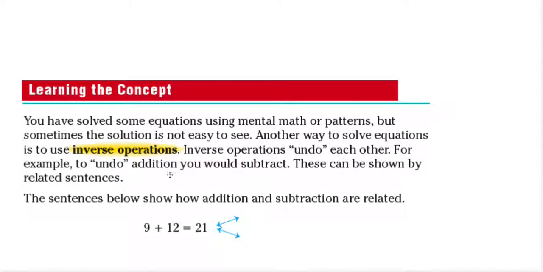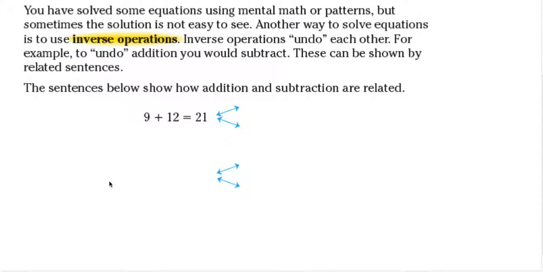For example, to undo addition, you would subtract. So the opposite operation of addition would be subtraction. This can be shown by related sentences. The sentences below show how addition and subtraction are related. 9 plus 12 equals 21. You can also say that 9 equals 21 minus 12, or another way of saying that would be 12 equals 21 minus 9. They basically undo each other, but they are also basically the same sentence. They're very related to each other.